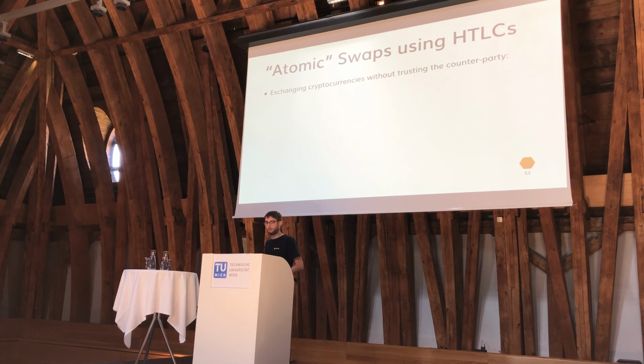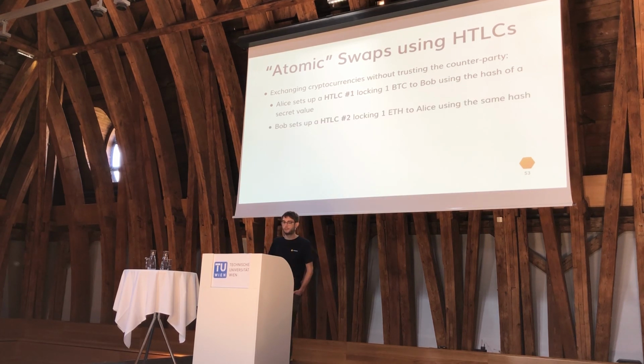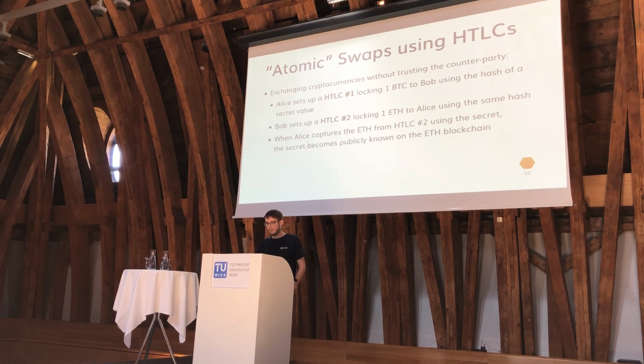Okay, so why do you want to do that? It's for exchanging cryptocurrencies, for example, without trusting the counterparty, as we have seen. And as a textual description: Alice sets up this HTLC number 1 on one chain, which locks up the Bitcoin to Bob using this hash. Bob does the same, and both verify the contract on the other chain. When Alice then captures the Ethereum from the second hash time lock contract, the secret becomes publicly known, and Bob can use the secret to capture the Bitcoin from the other hash time lock contract.